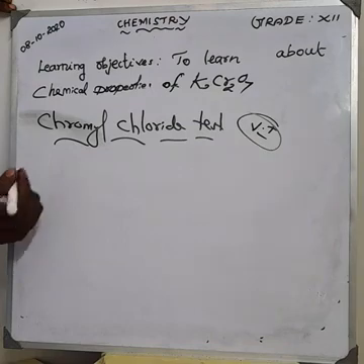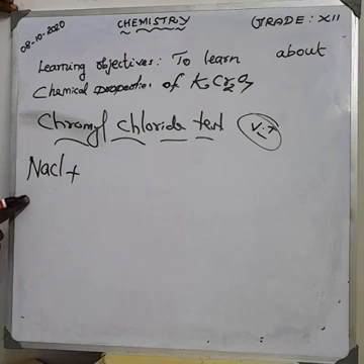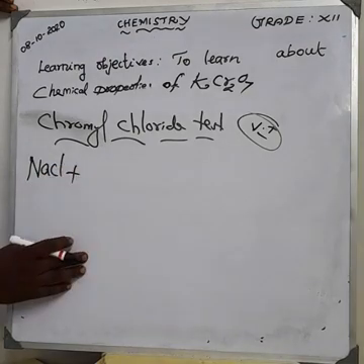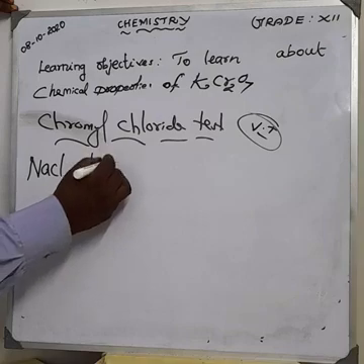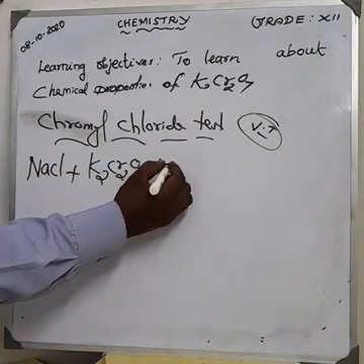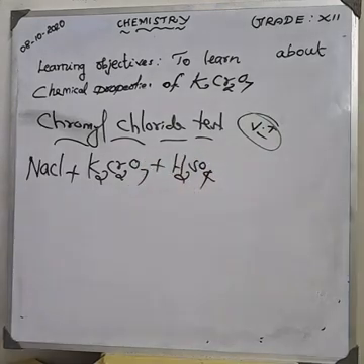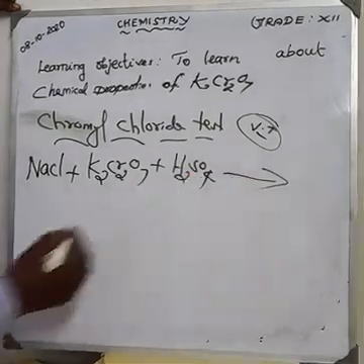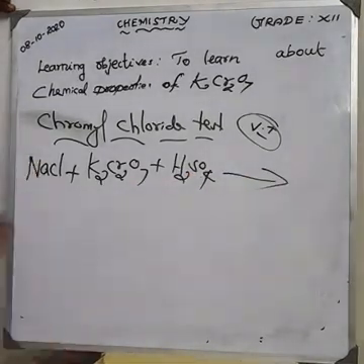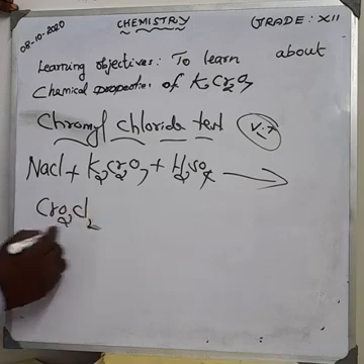First we are taking any one chloride salt, that is NaCl. To the NaCl we are adding potassium dichromate. What is the formula for potassium dichromate? K2Cr2O7. And also we are adding one drop of concentrated sulfuric acid, H2SO4. So what are the products obtained? The first one is chromate chloride. What is the formula? CrO2Cl2, chromate chloride.